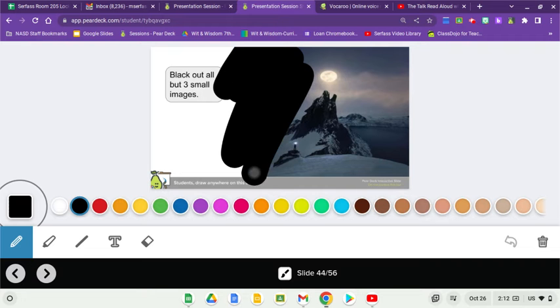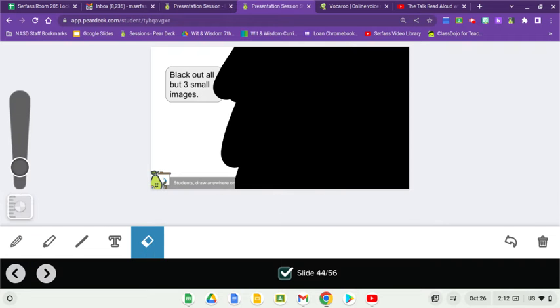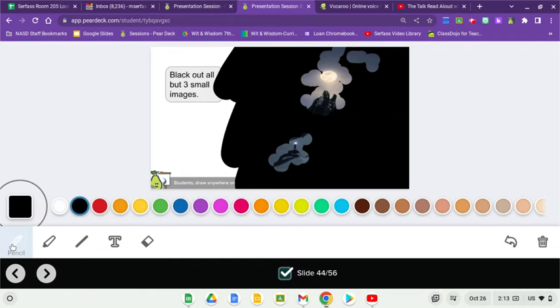So I remember those are what I like to do. I sort of black it all out like that, and then I use the eraser to find those particular spots. So there's 1. There's 2. And then there's the moon up here. All right, so those are my 3 little spots. I'm going to make it clear that I heard the directions. So I'm going to cut off the moon and the peak there. Just like that. Boom.